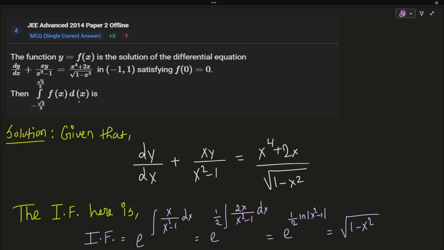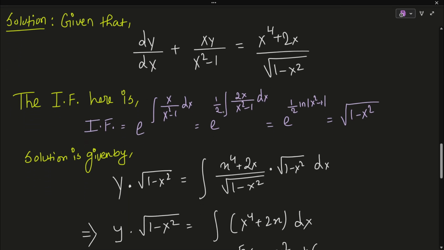Satisfying f of 0 is 0, and you're simply asked to find the value of this integral. Do not be confused by this d of x. This is nothing but dx because, well, the derivative of x is dx, right? Again, we don't need to panic or do anything. We simply understand that this is given in the form, as I said, this form, right?